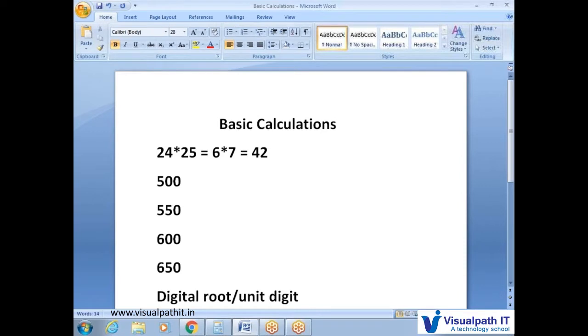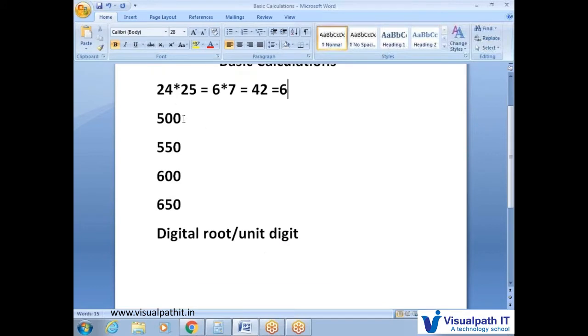Again converting into a single digit, 4 plus 2 is 6. So the LHS is 6. You all know the basic rule that LHS must equal RHS. The LHS value is 6, so it should equal the RHS. What are the RHS values? They are the given options: option A 500, option B 550, option C 600, option D 650.